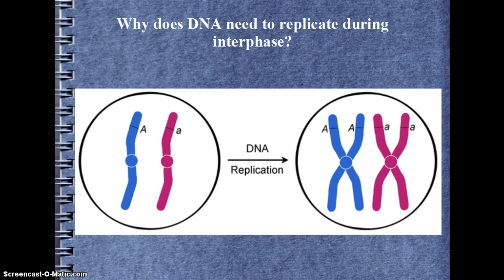Why does DNA need to replicate during interphase? DNA replication is a necessity for cell division. Interphase consists of G1, S, and G2 phases. DNA replication occurs in the S phase. It does so because the signals from the end of G1 phases activate proteins that begin to duplicate the DNA.